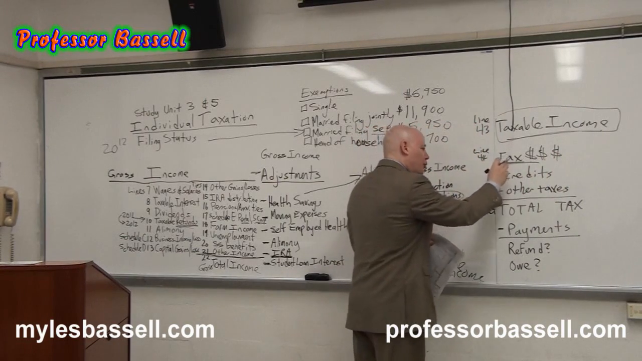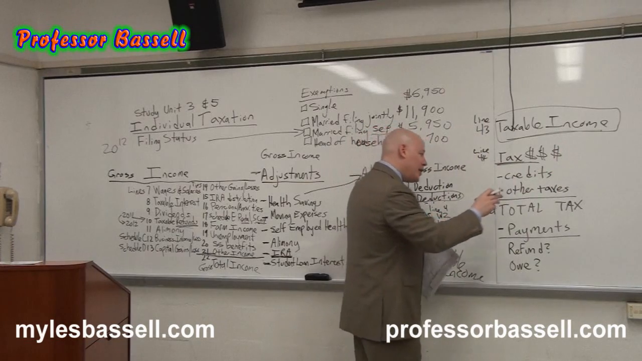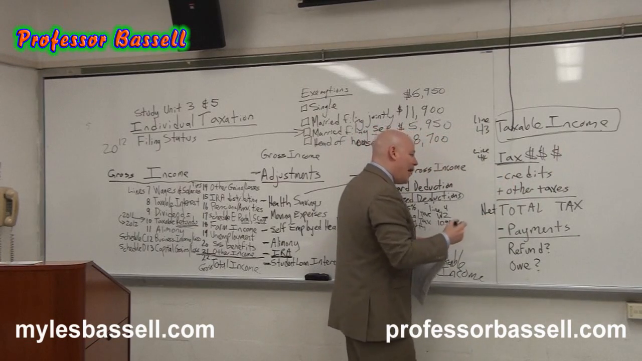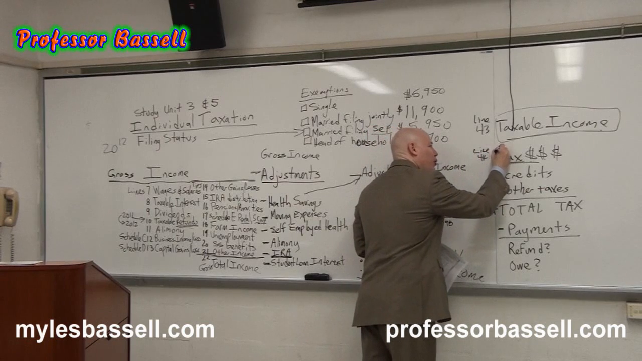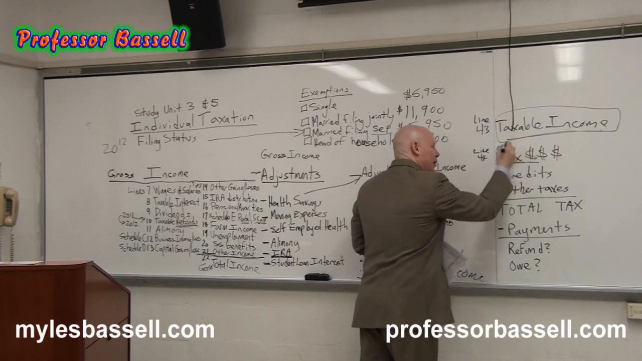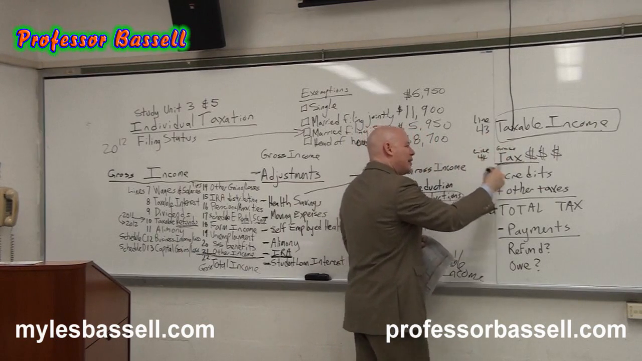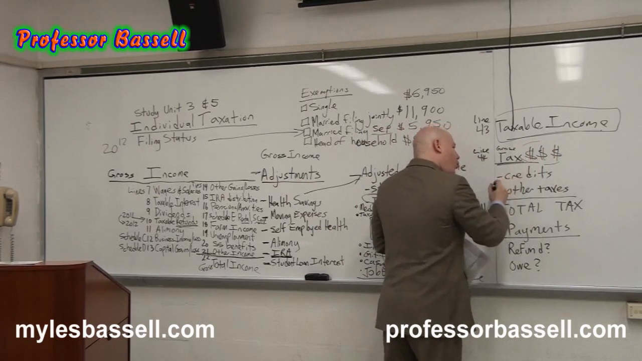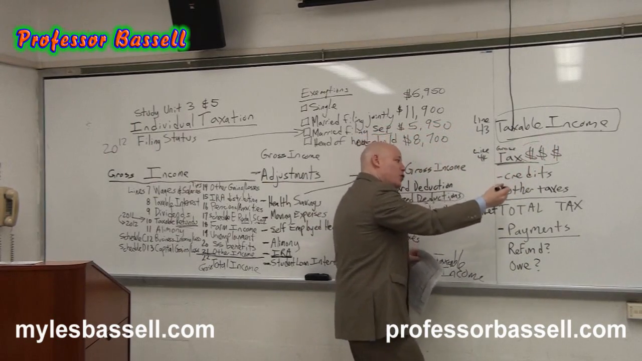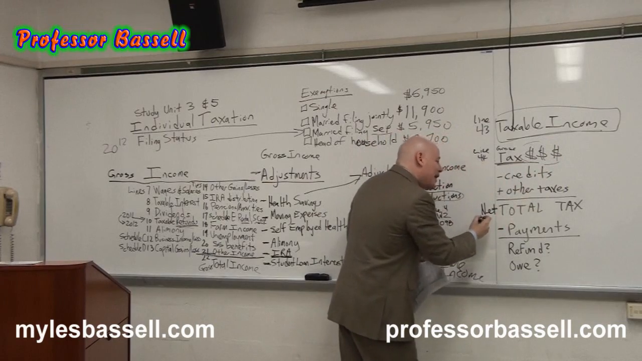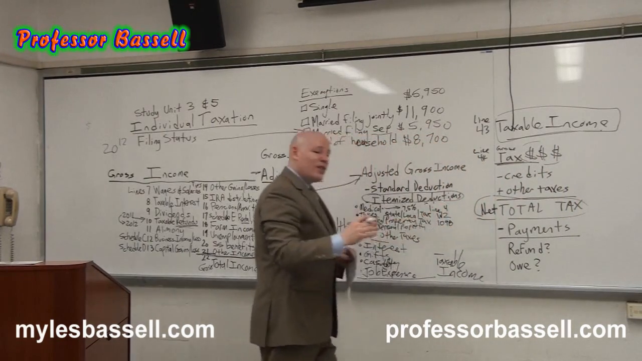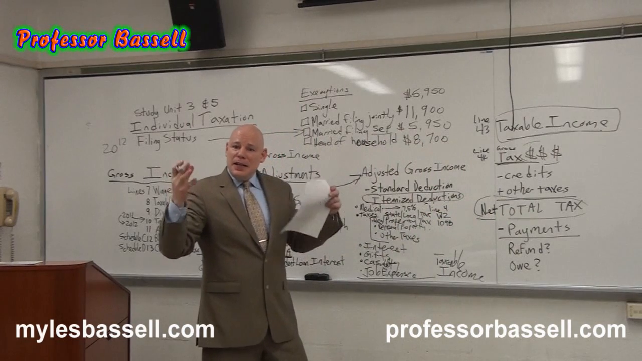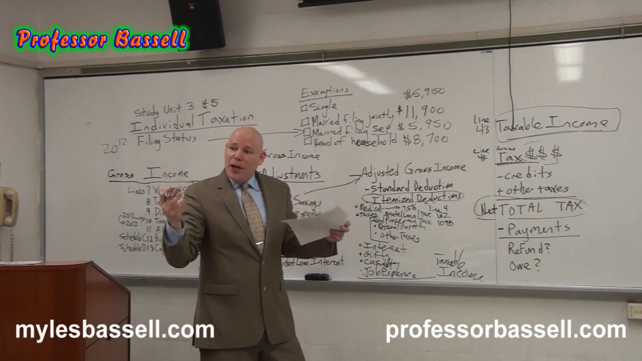Then we subtract the credits. Then we add other taxes that we owe. And then we get the net total tax. That's why over here I put gross, but I erased it. So we have the gross tax, this is the amount that we owe. We subtract the credits, we add the other taxes, and then we get, ta-da, the net total tax. That's the tax that we owe.